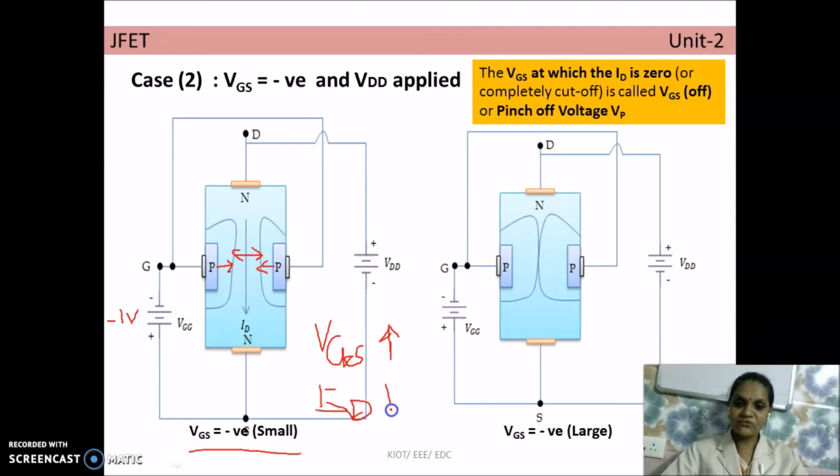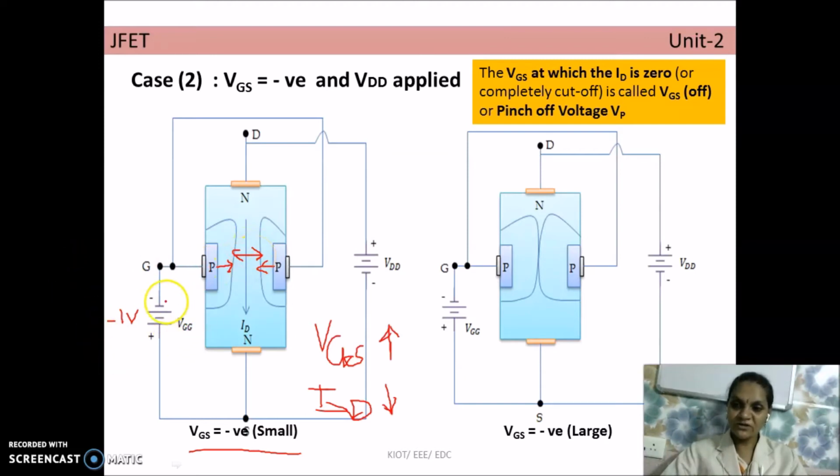This is because of what reason? The effective width of the channel decreases due to the increase in the width of the depletion layer, and as a result, drain current decreases. This will continue if we increase the negative voltage: minus 1 volt, minus 2 volt, minus 3 volt. Like that, as we increase the value of negative voltage, the depletion layer keeps increasing and the effective channel width keeps decreasing.